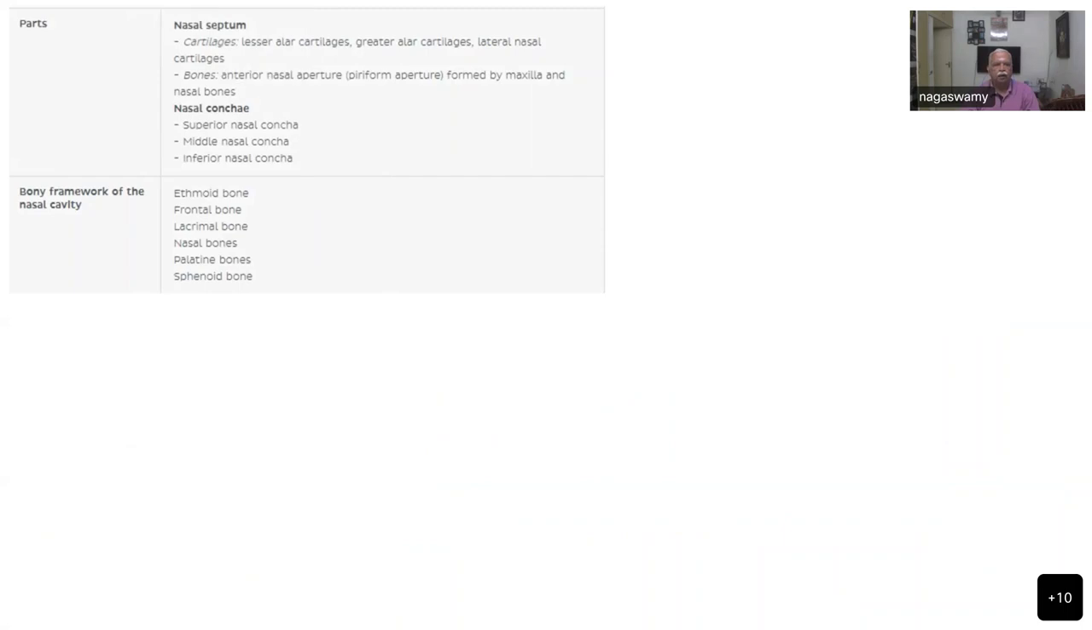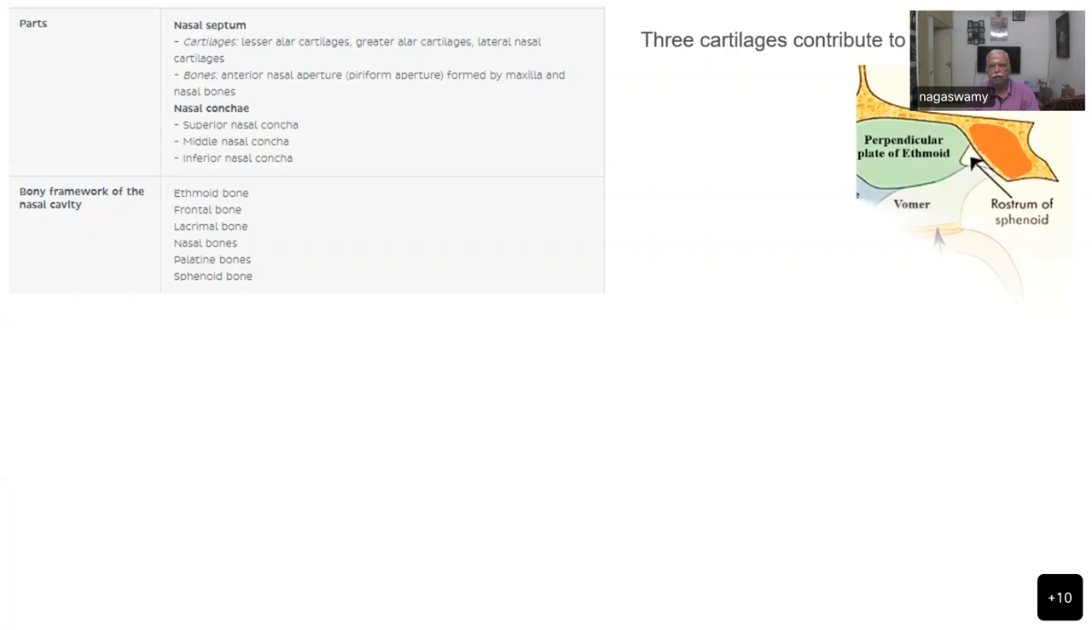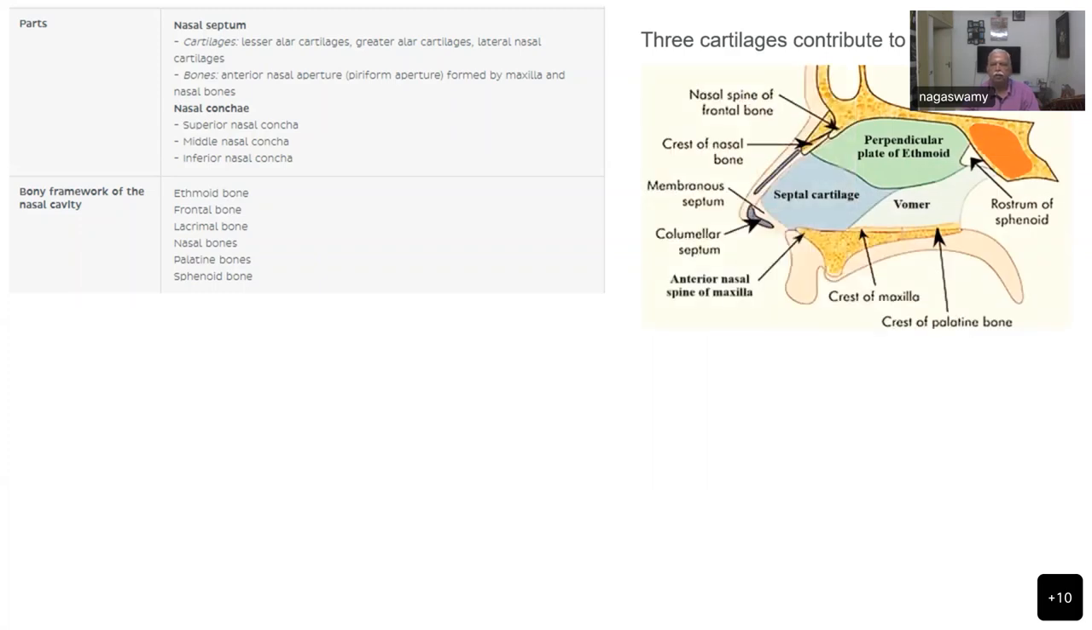And of course the cartilages, they are all made up of nasal bones, everything he mentioned. The bony framework is formed by these seven bones: ethmoid bone, frontal bone, lacrimal bone, nasal bones, palatine and sphenoid bones. There are three structures which contribute to the nasal septum: one is the septal cartilage, the other is the perpendicular plate of the ethmoid, and the third is the vomer.